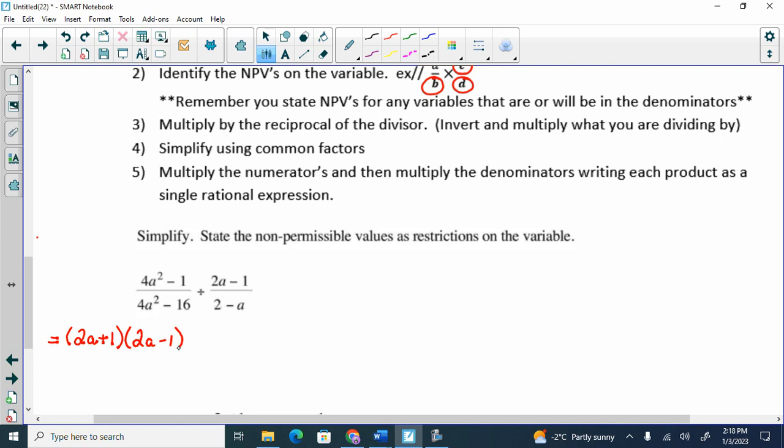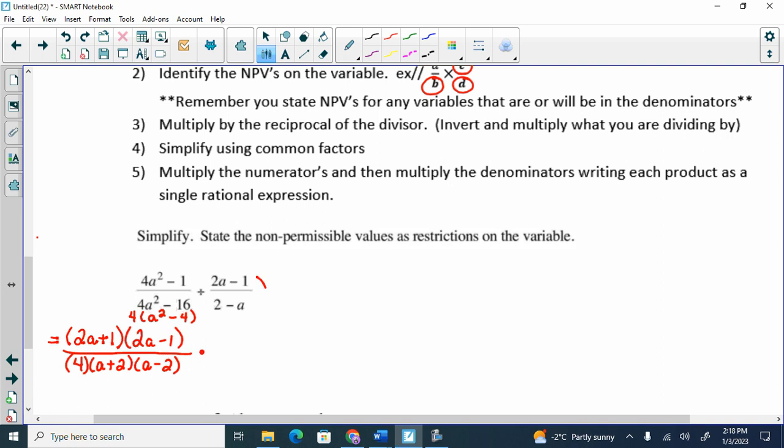2a plus 1, 2a minus 1. Yep. The bottom is the difference of squares, but I can take a 4 out first. So I always check for GCF first. If I take that 4 out, I'm left with a squared minus 4, which is the difference of squares. So I get 4, a plus 2, a minus 2. So I always check for GCFs first, then difference of squares. And the 4 can sit in its own brackets.